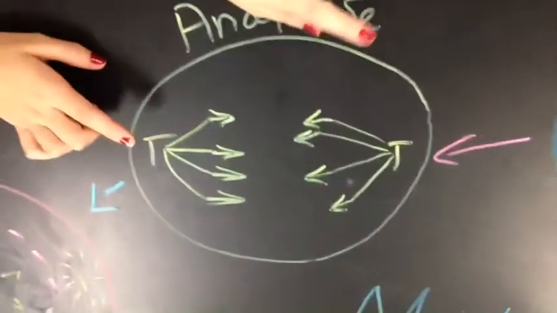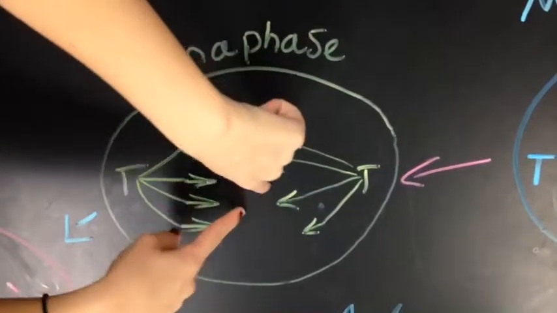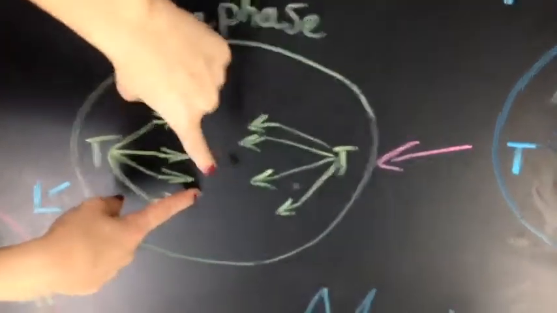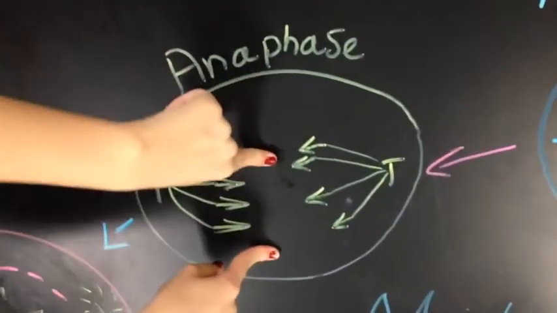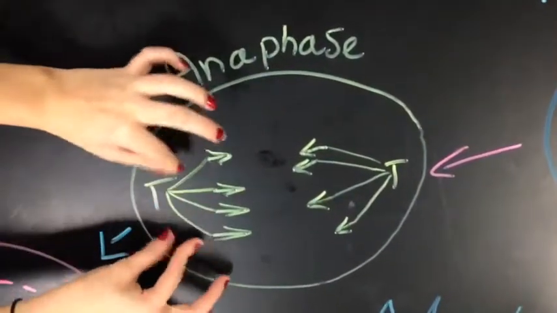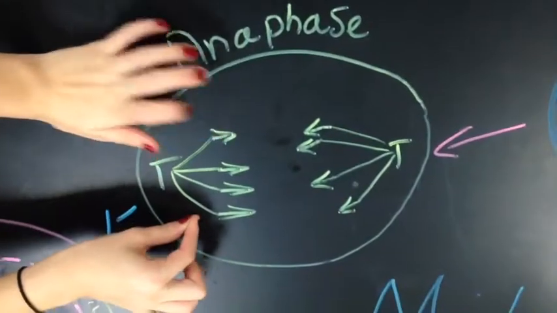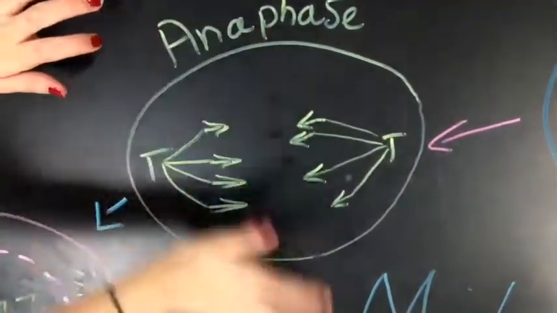In anaphase, the chromosomes break apart into sister chromatids. The spindle fibers start to get shorter, and then it starts to kind of get ready to separate.